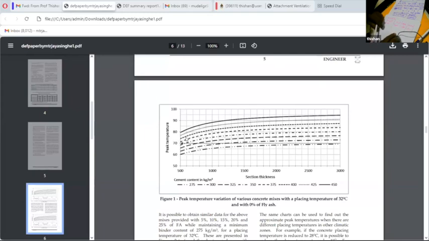Something like 26 degrees will be here. Using the chart you are referring to, if you reduce the placing temperature to 26, you can go up to a 600 section without any fear of DEF. Is that clear? Even somebody else can answer. Is that clear? Yes, sir. If you are using 400 cement, the maximum size you can cast without any fear of DEF is around 400. But if you reduce the placing temperature to 26 degrees, you can go up to about 600.